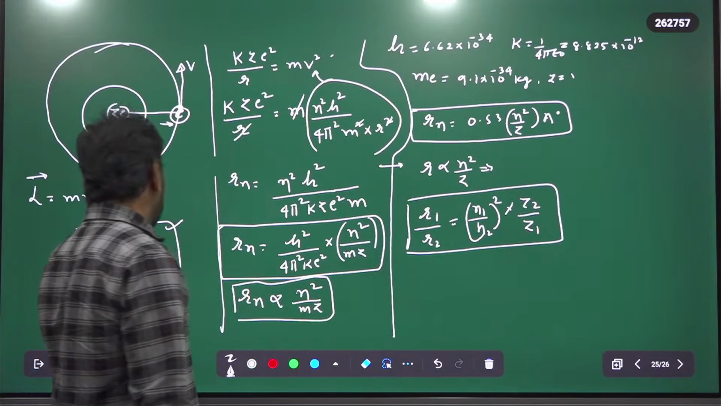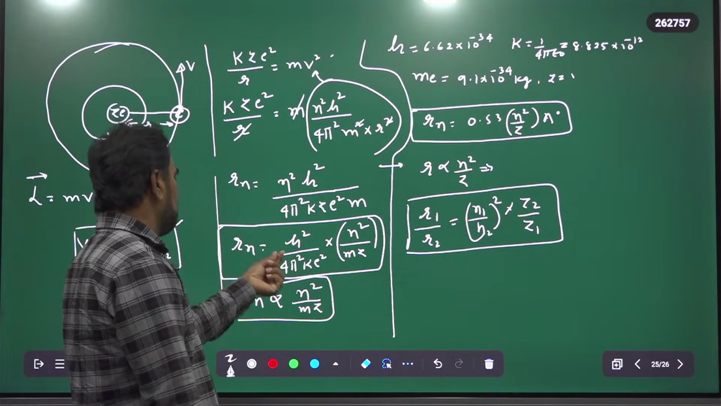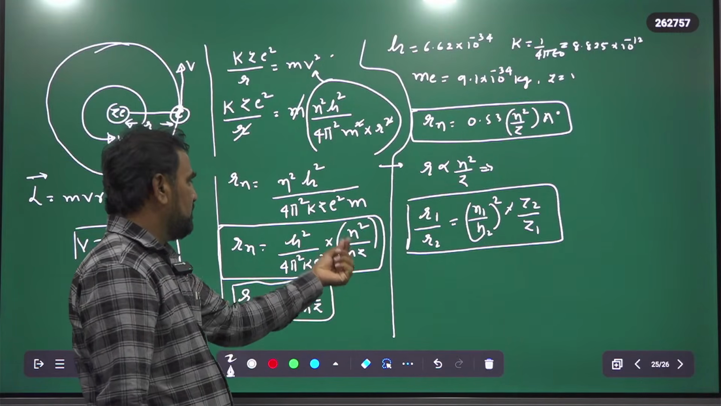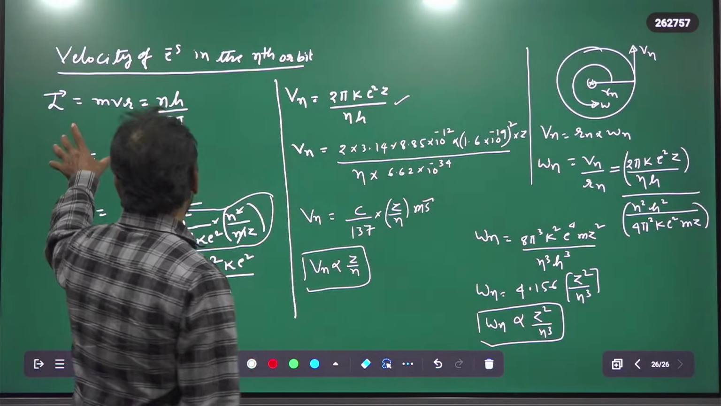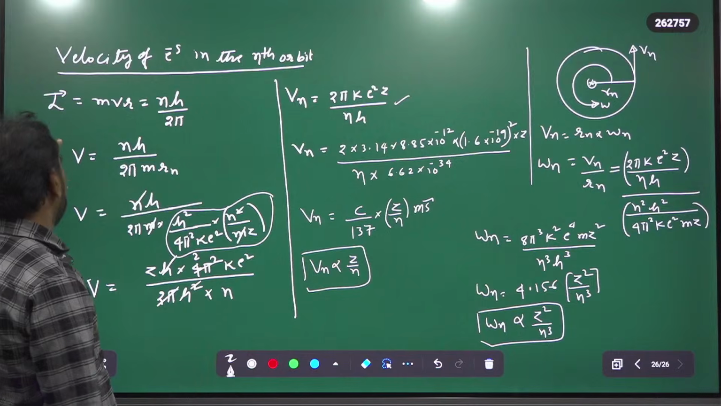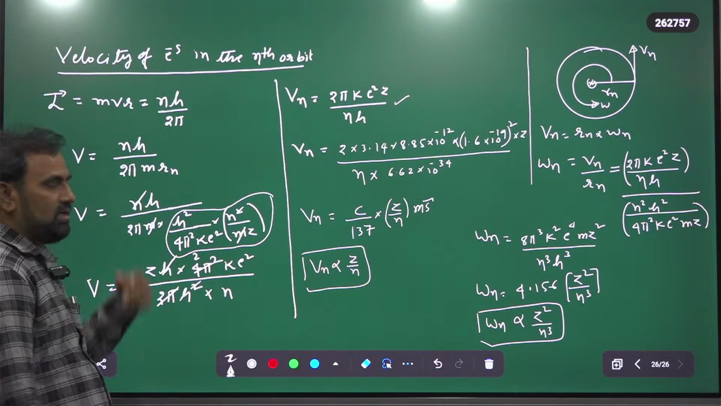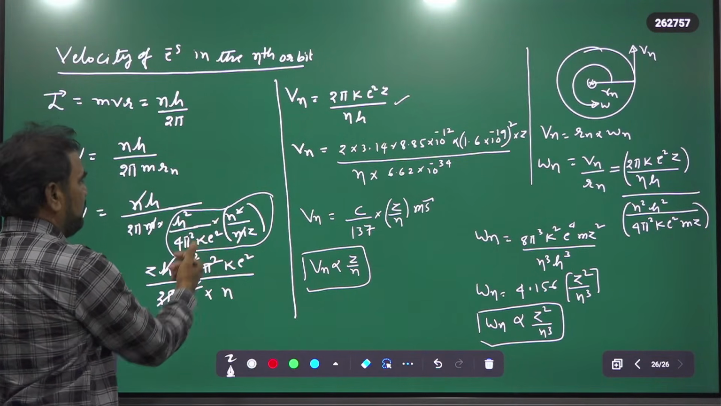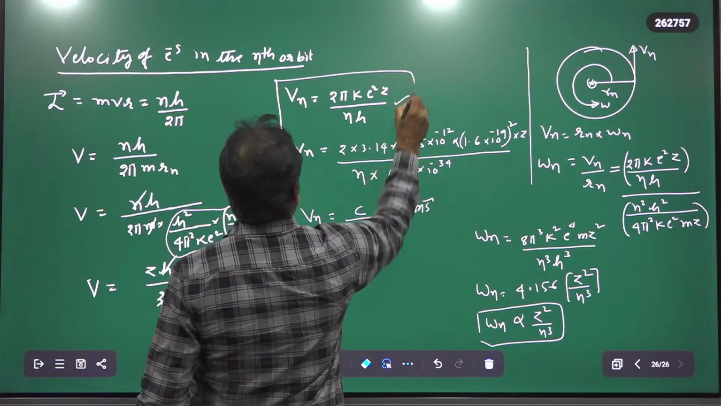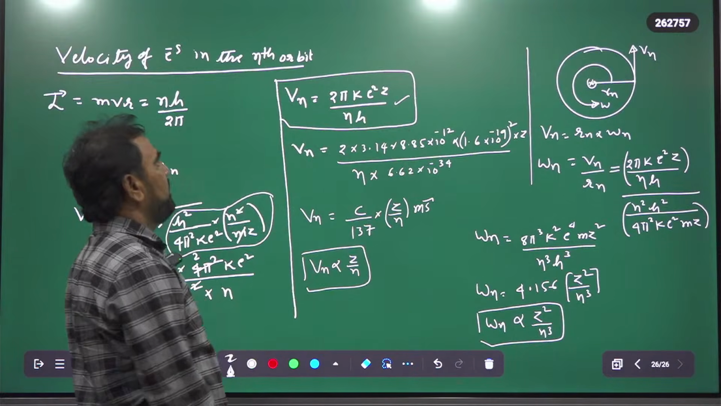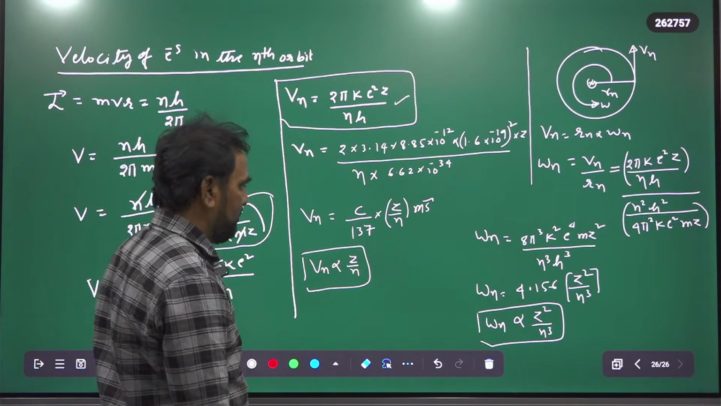Here v is equal to nh by 2 pi into mr. Is it clear? That is the Rn value, n square h square upon 4 pi square k e square mz. Next, L is equal to mvr is equal to nh by 2 pi, so v is equal to nh by 2 pi into mRn. Rn value we have already calculated: h square n square upon 4 pi square k e square mz. So from this, Vn is equal to 2 pi k e square z upon nh. Its value is c by 137 into z upon n meter per second.